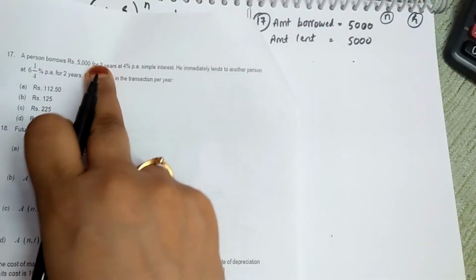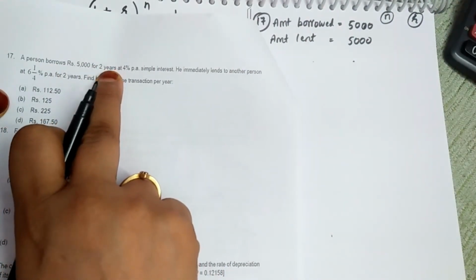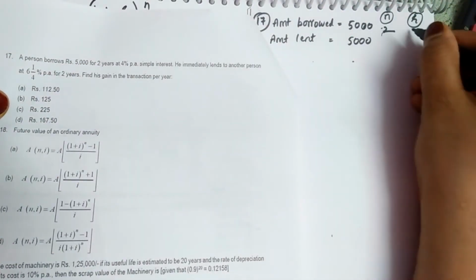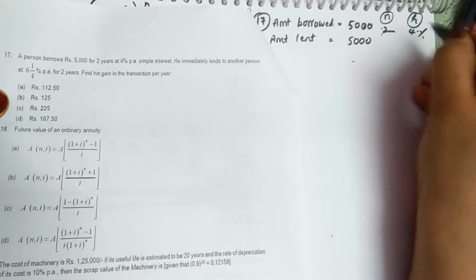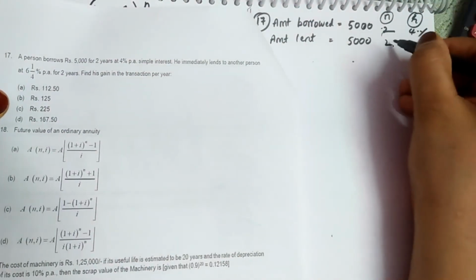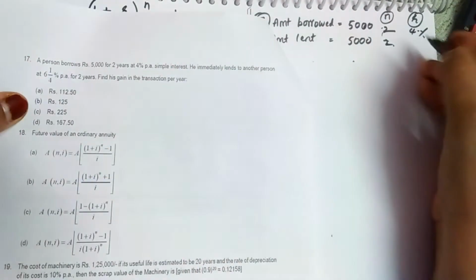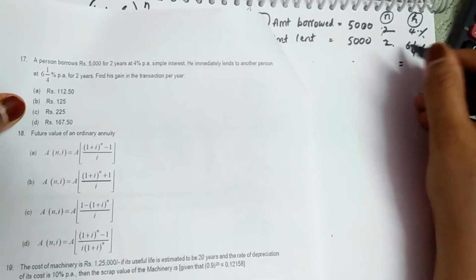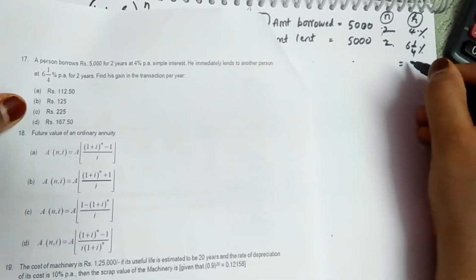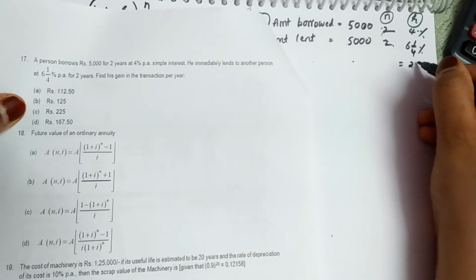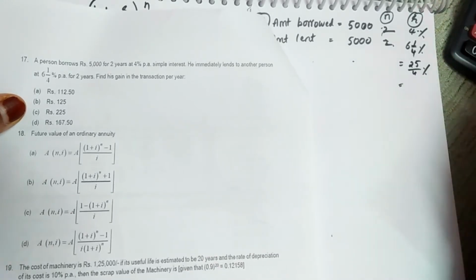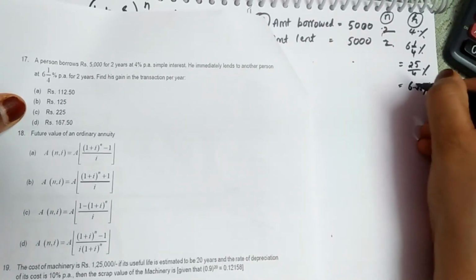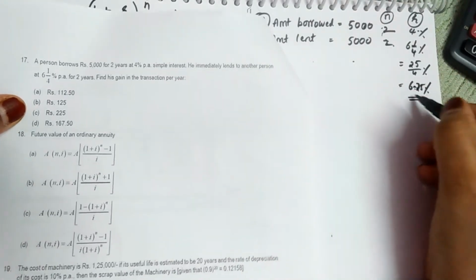What is the number of years for which he's borrowing? It is 2 years. And the simple rate of interest is 4%. He is also lending the amount for 2 years, and the interest he is getting is 6 1/4%. This is basic math: when taking out the mixed fraction, it is 24 plus 1 is 25 divided by 4, which is 6.25% on the calculator. So this is the information given.